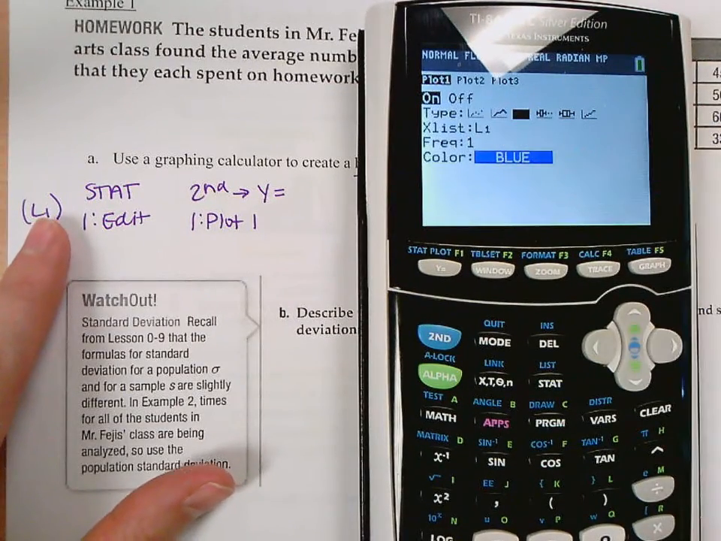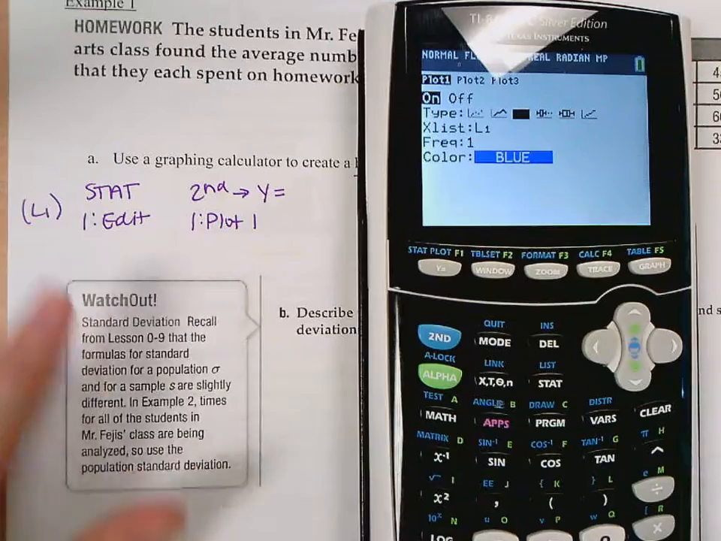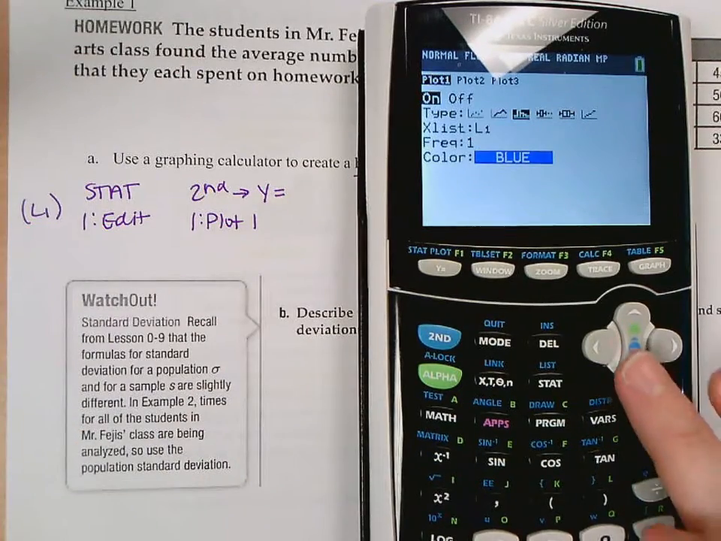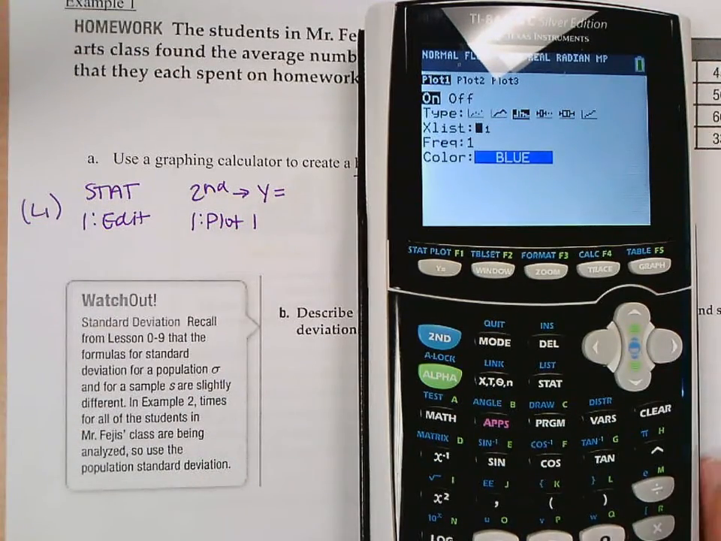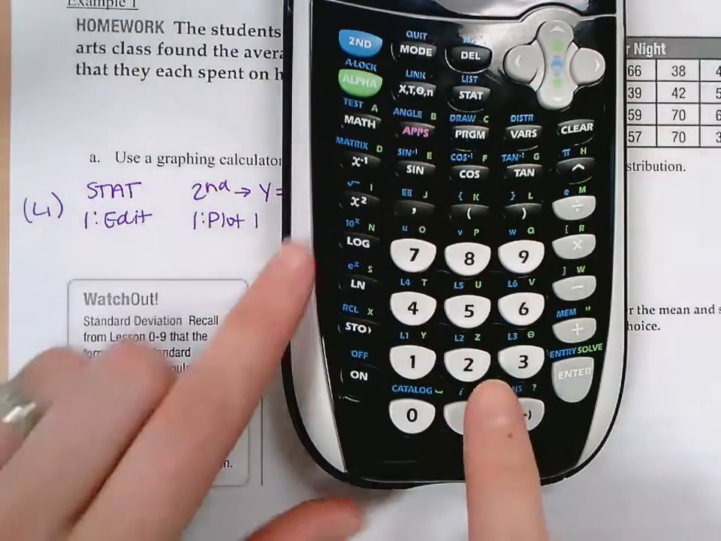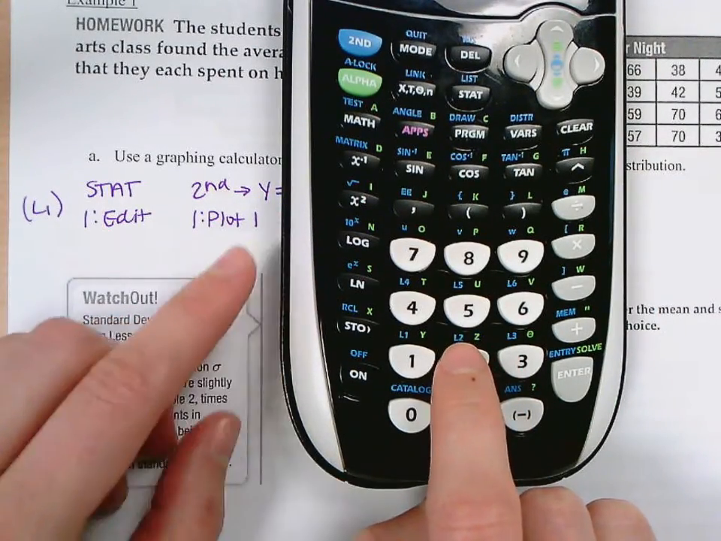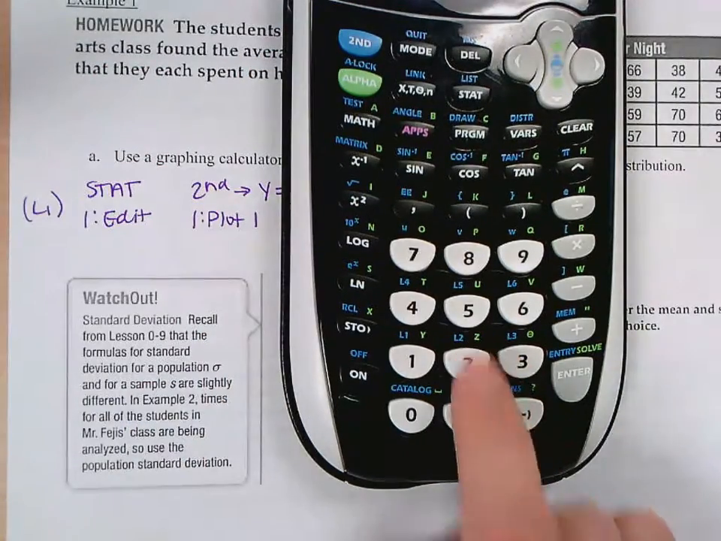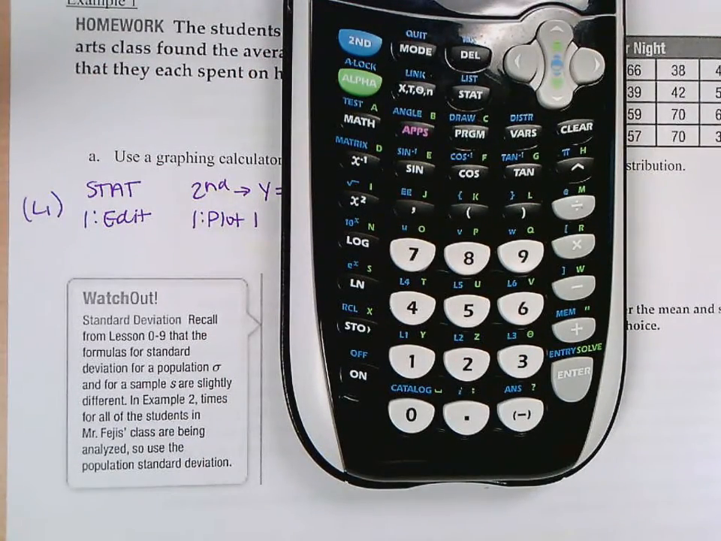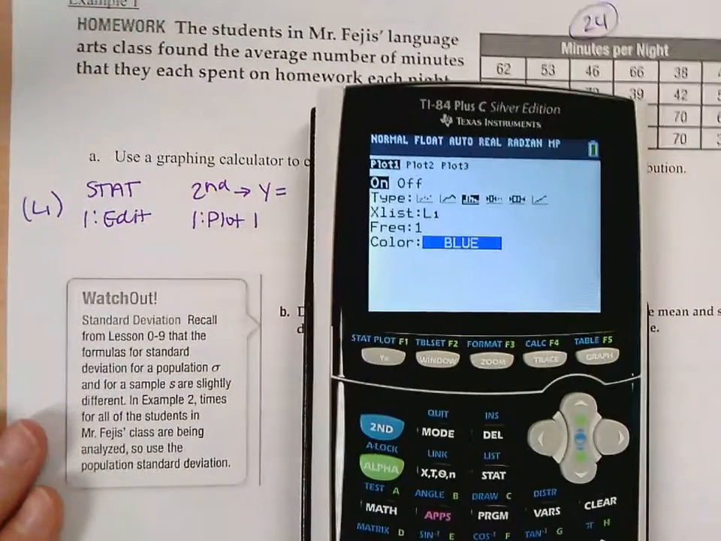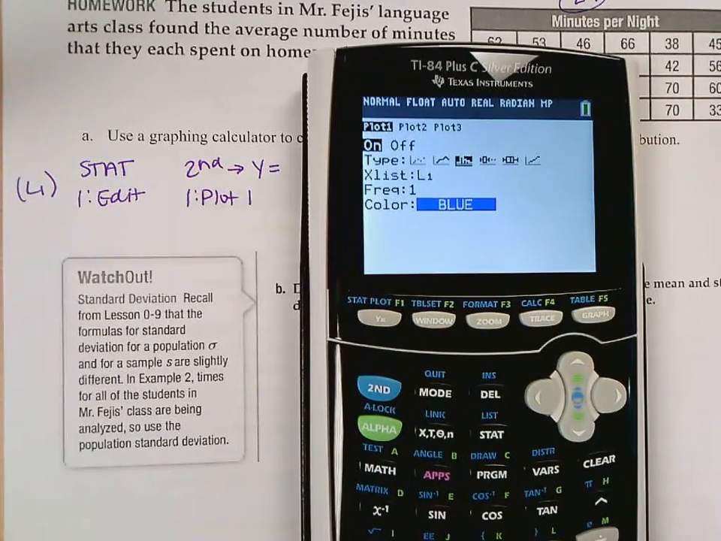So does yours say L1 right now, Lindsay? Okay, so you need to get it to say L2. If you arrow down to it, then above your 2 key, you should see L2. So if you hit second and then 2, it should change to L2. Okay. Anybody else not have their list name there? It's something different. Okay. And then frequency, you don't have to put anything.